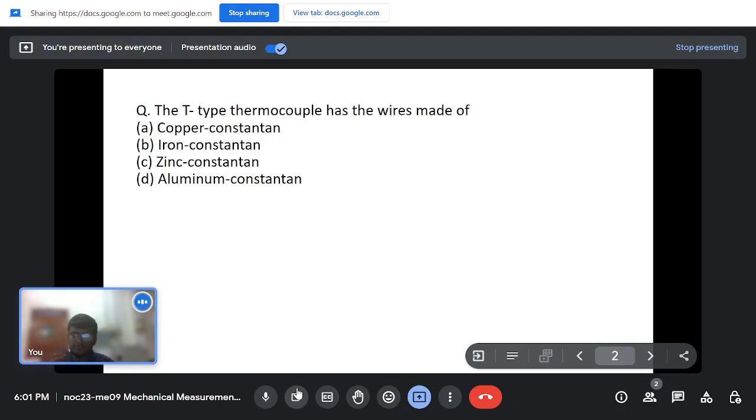Sorry, so we'll repeat. So you have different types of thermocouple. In this case, we are asked the material of the T-type thermocouple. So the T-type thermocouple is made of A. Copper constantan, B. Iron constantan, C. Zinc constantan, and D. Aluminium constantan.